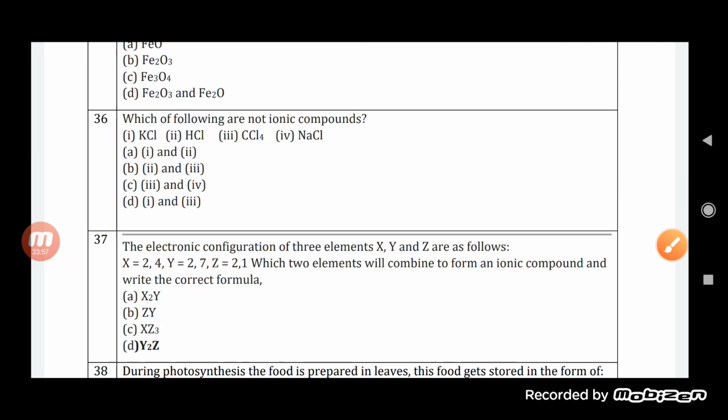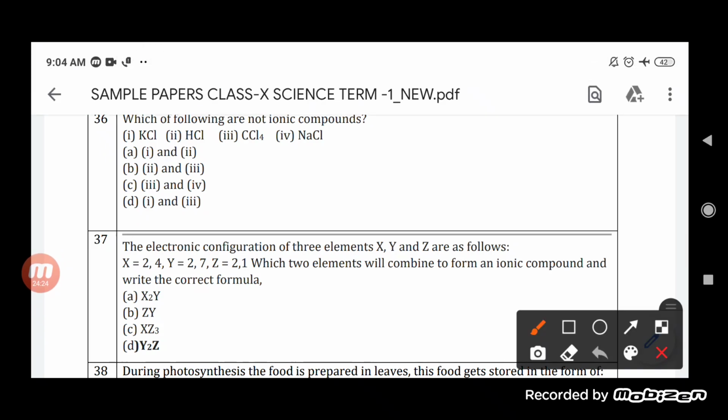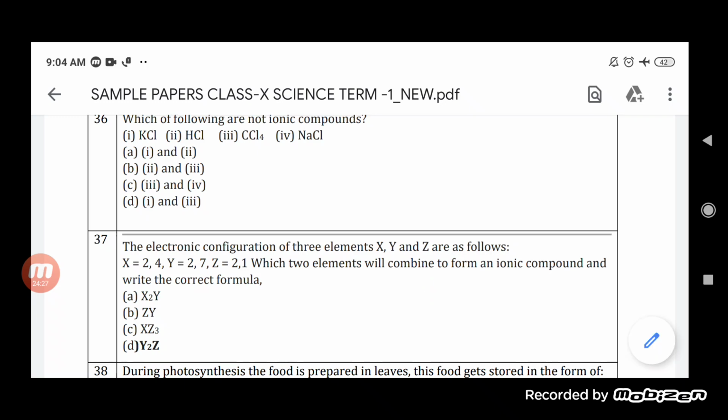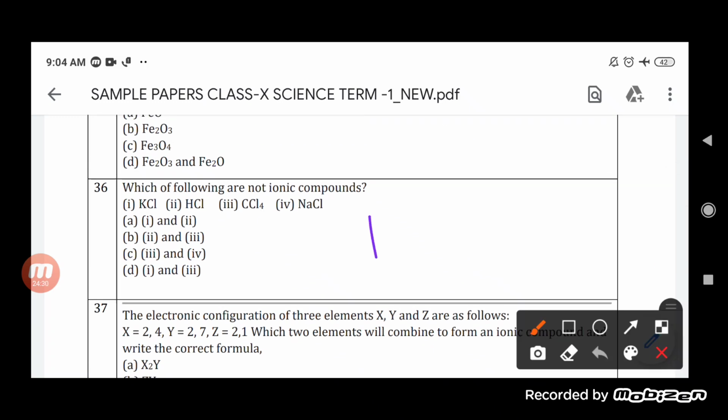Now, which of the following are not an ionic compound? Ionic compound, you know that it is an electrovalent compound, and it is formed when one atom loses an electron and another one gains an electron. So transfer of electrons is responsible for the formation of the ionic bond or electrovalent bond. So if we look at KCl, potassium will lose the electron and become K positive, while Cl negative will attach with it. So potassium chloride is the correct option.